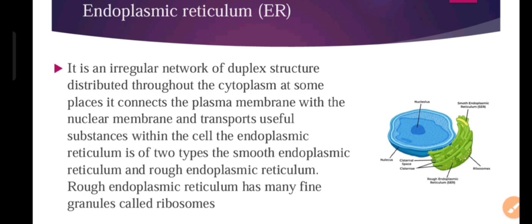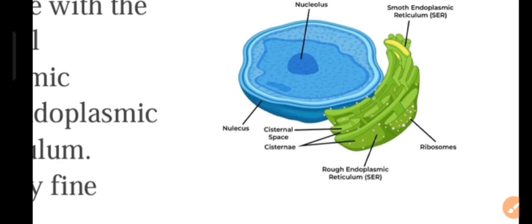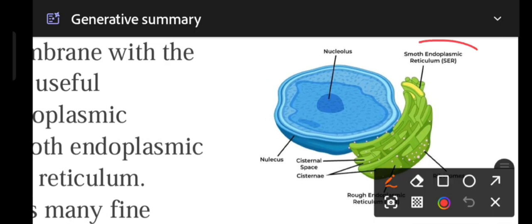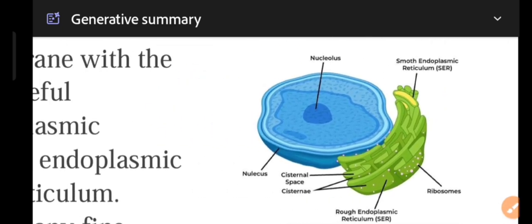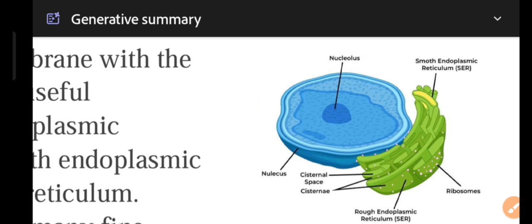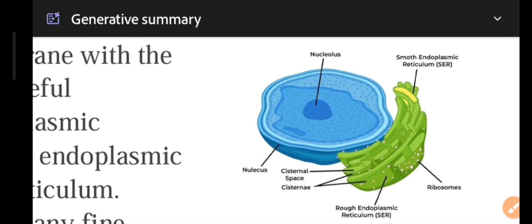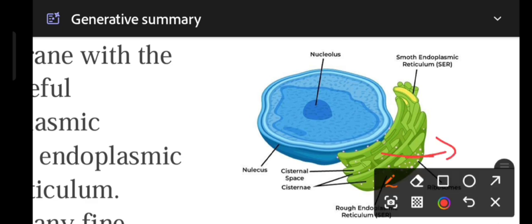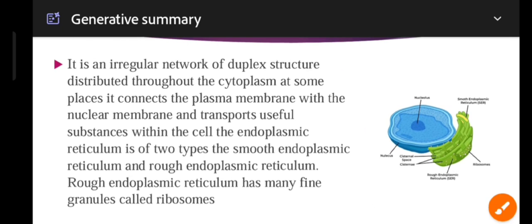The endoplasmic reticulum is of two types: smooth endoplasmic reticulum and rough endoplasmic reticulum. The rough endoplasmic reticulum has many fine granules called ribosomes. See in this picture, this is the smooth endoplasmic reticulum and this is the rough endoplasmic reticulum. In the smooth endoplasmic reticulum we don't notice any ribosomes, right? But on the rough endoplasmic reticulum side we can see small dot-like structures, those are ribosomes. That's why it is called the rough endoplasmic reticulum.